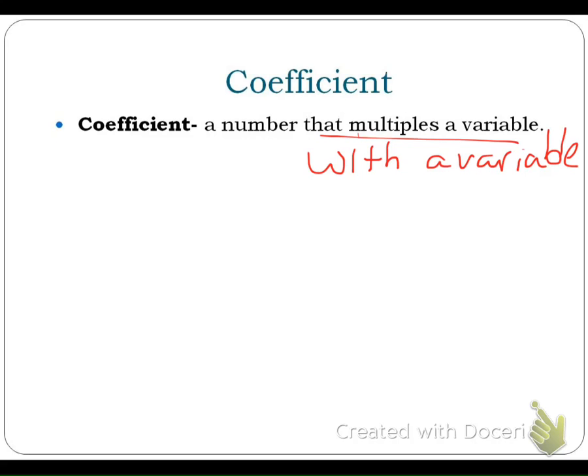A coefficient is a number that's with a variable, or a number that multiplies to a variable. In algebra, when we show multiplication between a number and a variable, they sit side by side to one another. Let's take a look at some examples.